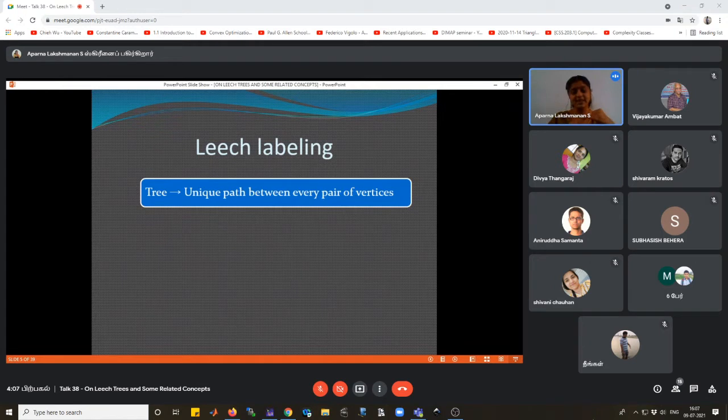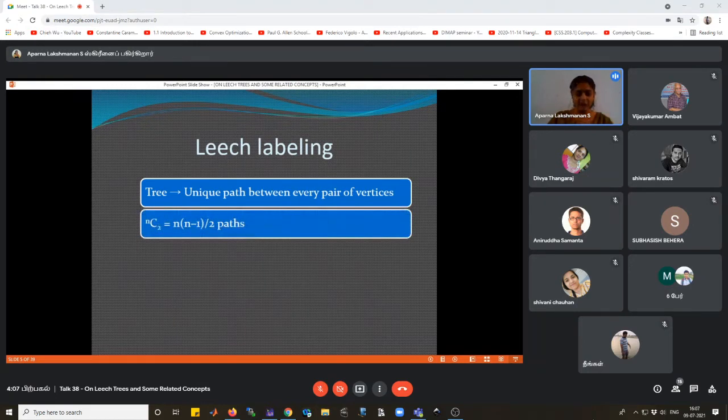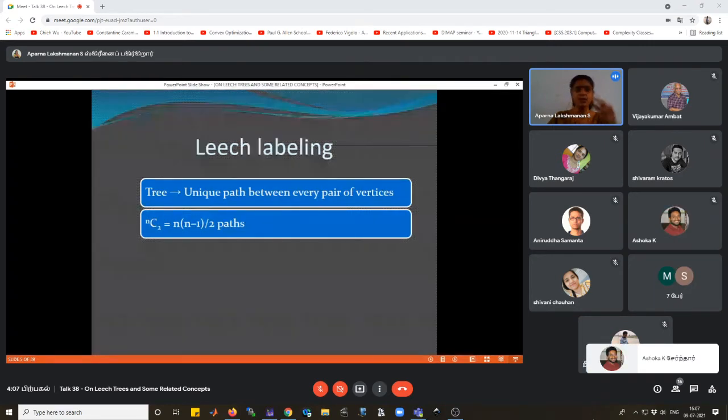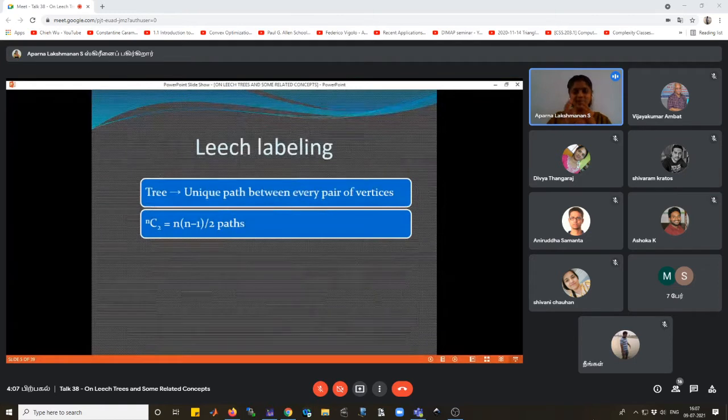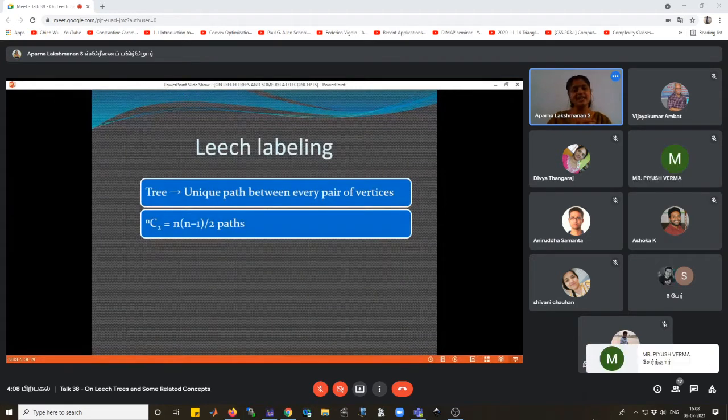Since it is connected, there will be a path between any pair of vertices. Since the graph is acyclic, that path will be unique. So trees can be viewed as graphs in which there exists a unique path between every pair of vertices. It is that property which we are using to define leech labeling. So, how many paths will be there in a tree on n vertices? Between every pair of vertices, there exists a unique path. So, from n vertices, I need to choose two vertices, which can be done in nC2 ways. So, trees are exactly those graphs which admit exactly nC2 paths.